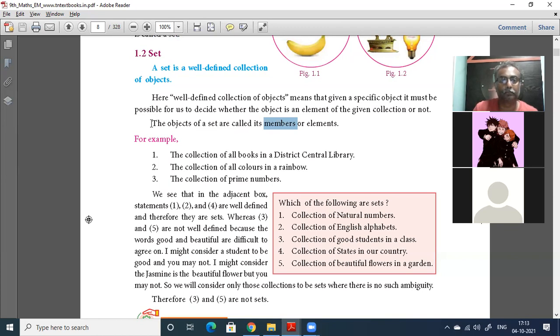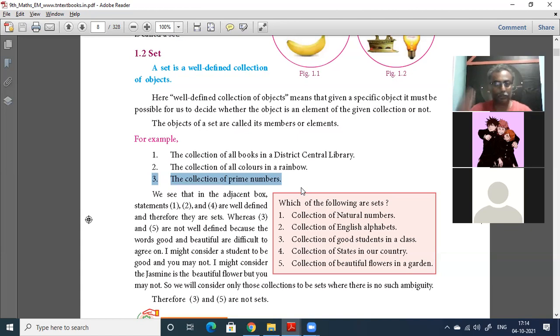The objects of a set are called its members or elements. For example, the collection of all books in a district central library, the collection of all colors in a rainbow, the collection of prime numbers. These are all very well defined. So let us take the third case. I am telling a number 7. Is it a part of the set of prime numbers or not?